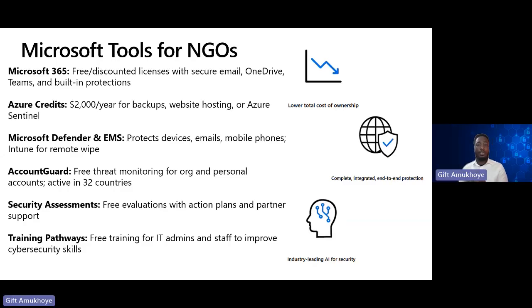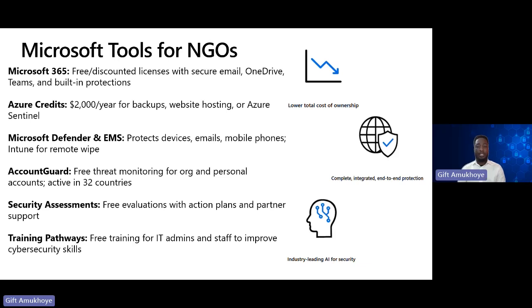Now, you also get $2,000 in Azure credits every year. These credits can be used for secure backups, hosting your website, or even running Azure Sentinel to detect and respond to threats in real time. Then you also get Microsoft Defender and Enterprise Mobility and Security. These tools protect your devices, emails, and even mobile phones. With Intune, you can remotely secure or even wipe lost devices, especially helpful for field teams working in high-risk areas.